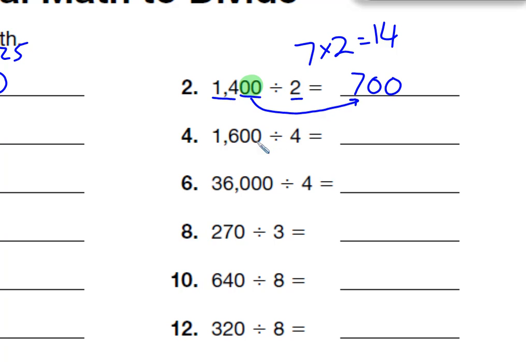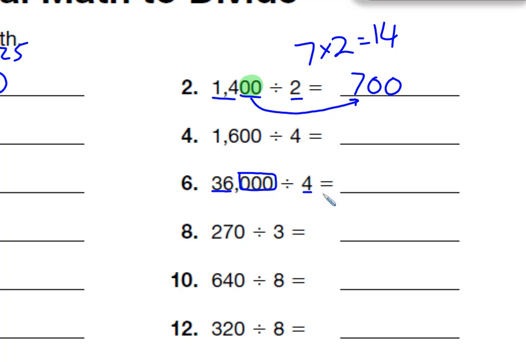Okay, now let me skip down here a little bit. And I'm going to go down to number 6. Number 6 is 36,000 divided by 4. So again, we have 3 zeros here. We're just going to kind of ignore those 3 zeros for right now and say 36 divided by 4.